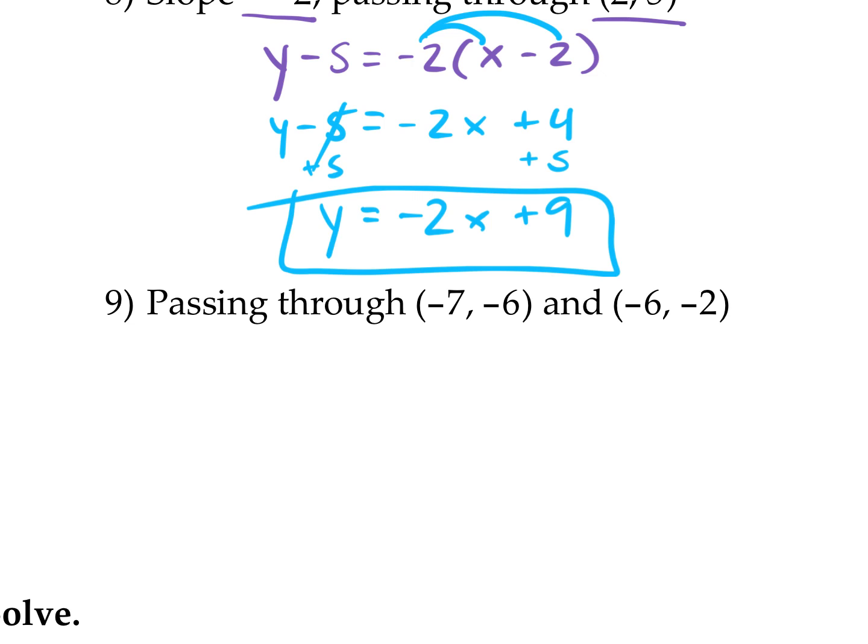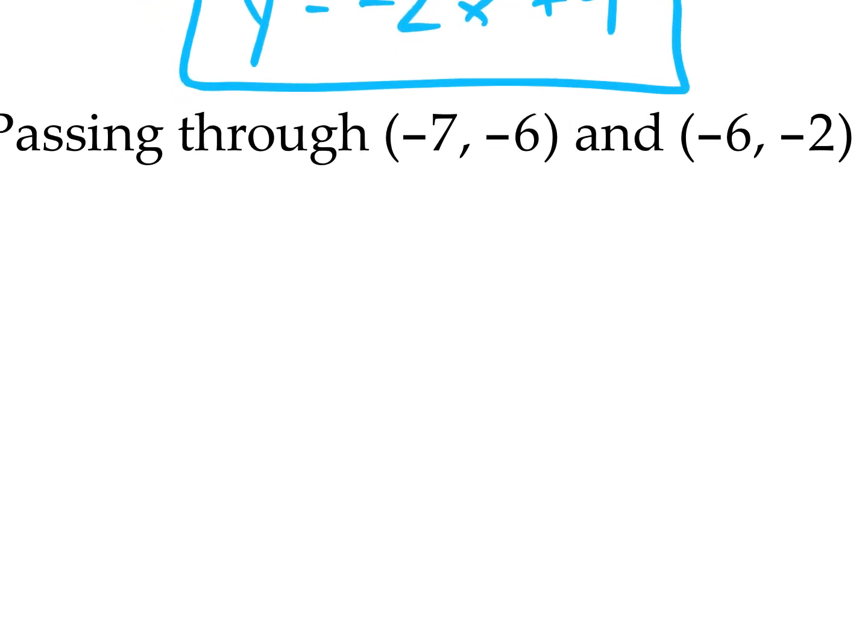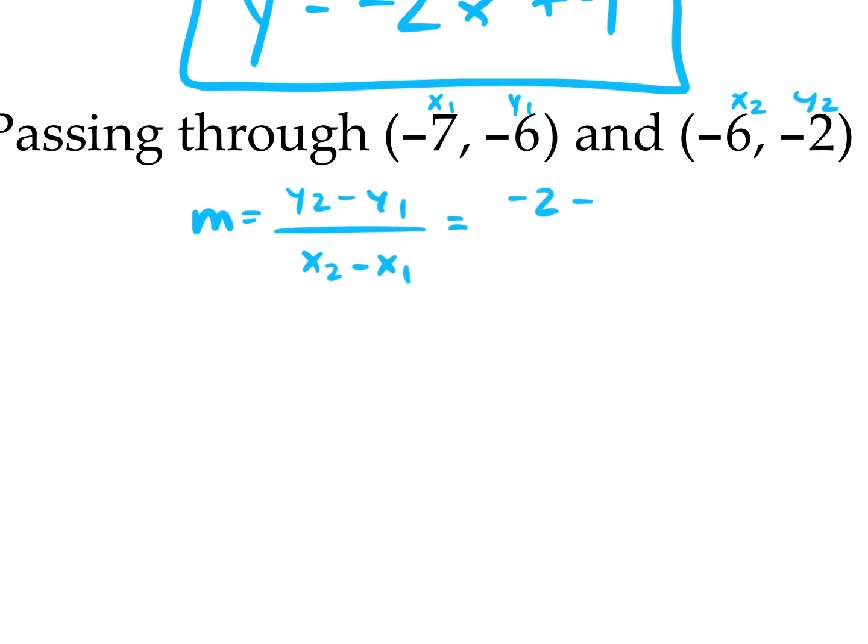What should I do first for number 9? I need to find the slope first. Whichever equation I'm using, they both involve the slope. So if we're not given the slope, we have to find it. So our slope formula is y2 minus y1 over x2 minus x1. I'm going to label my points x1, y1, x2, y2. So this would be negative 2 minus negative 6 over negative 6 minus negative 7.